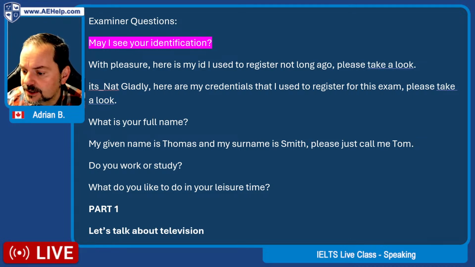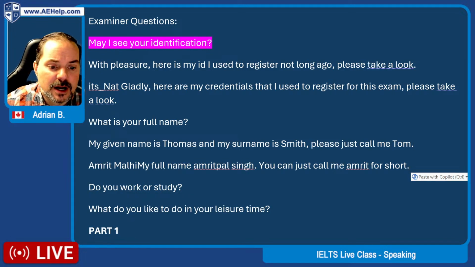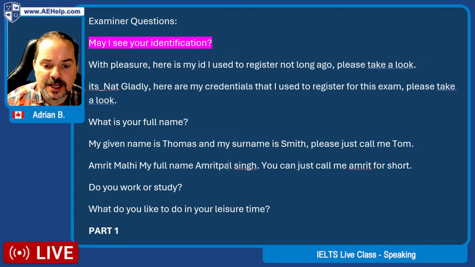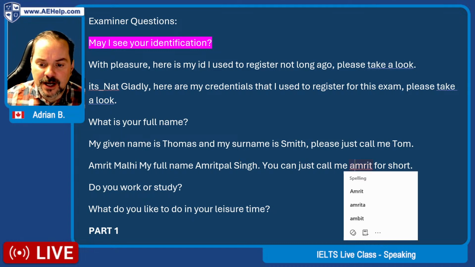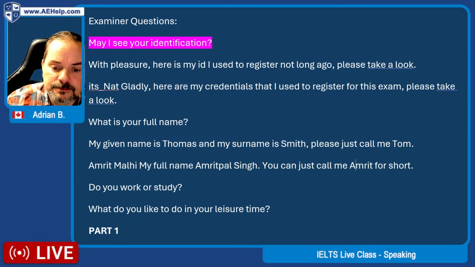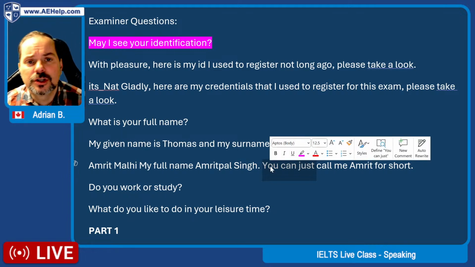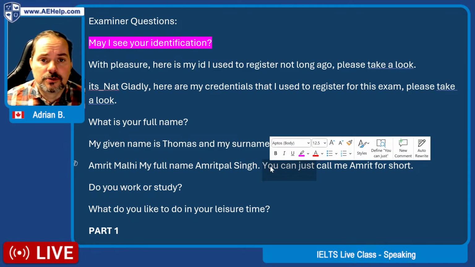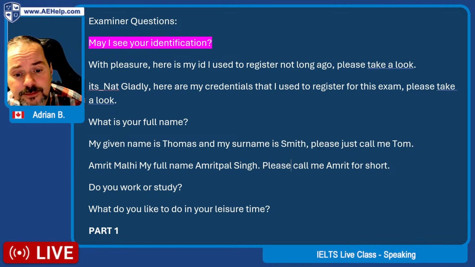Okay, Amrit says this. Amrit says, "My full name is Amrit Paul Singh." Always capitalize your name, Amrit. "You can just call me Amrit for short." Instead of "you can just call me," say "please call me." You shouldn't be giving an examiner permission to call you. You should be asking them to call you by name. So it's more accurate in this situation to say, "Please call me Amrit for short."